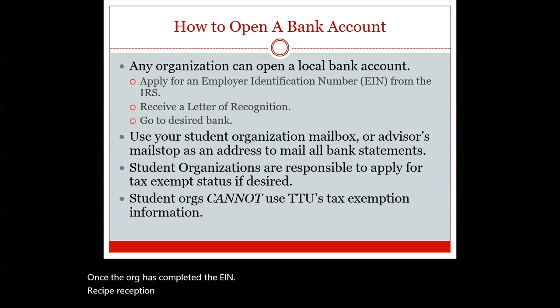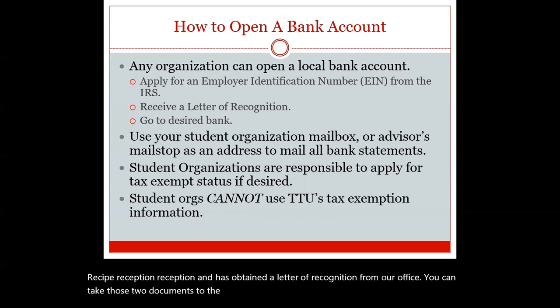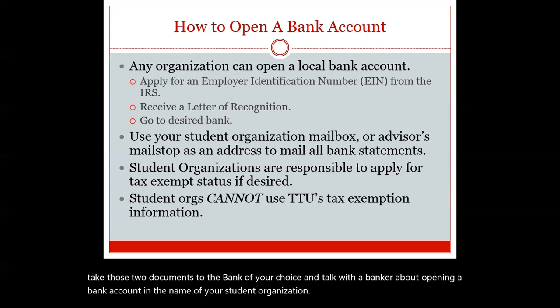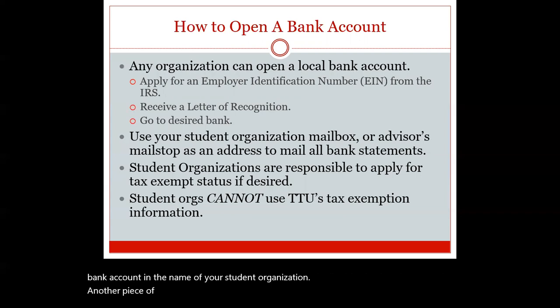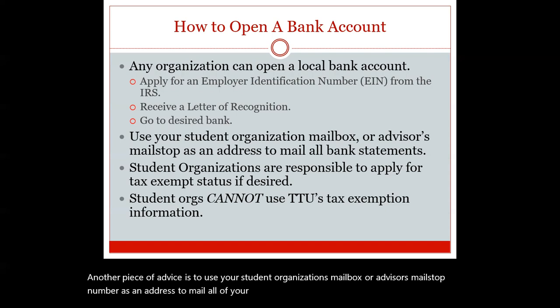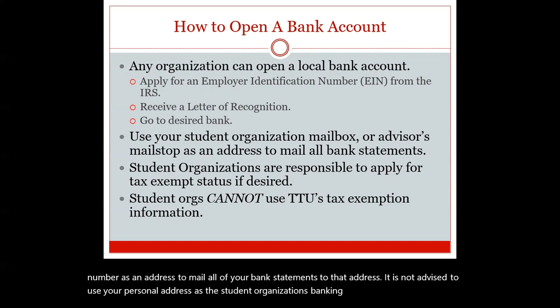Once the org has completed the EIN process and has obtained a letter of recognition from our office, you can take those two documents to the bank of your choice and talk with a banker about opening a bank account in the name of your student organization. Another piece of advice is to use your student organization's mailbox or advisor's mail stop number as an address to mail all of your bank statements to. It is not advised to use your personal address as the student organization's banking address.